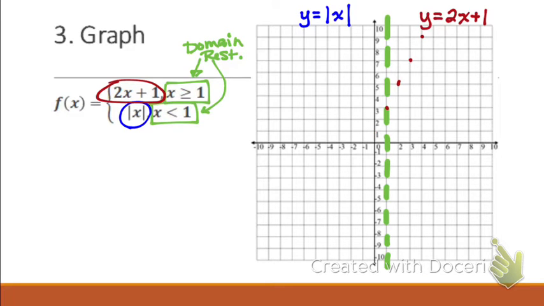Right here where it touches the fence, closed or open? Closed. How do we decide? Greater than or equal to, right here in my domain restriction. And so then I would grab my straight edge to help me sketch in the rest of this line.